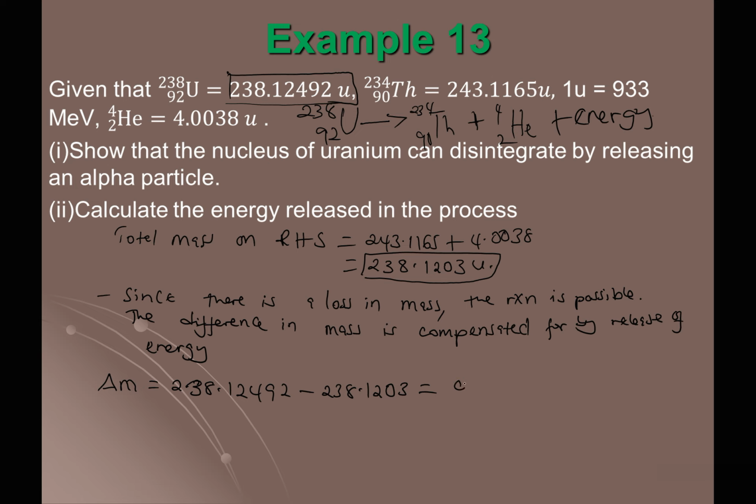Okay, so this is giving me 0.00462 in unified atomic mass units. Remember, 1U is 933. So the energy released, or the energy equivalence to this mass defect, is going to be 0.00462 times 1U, which is 933. This is in mega electron volts.